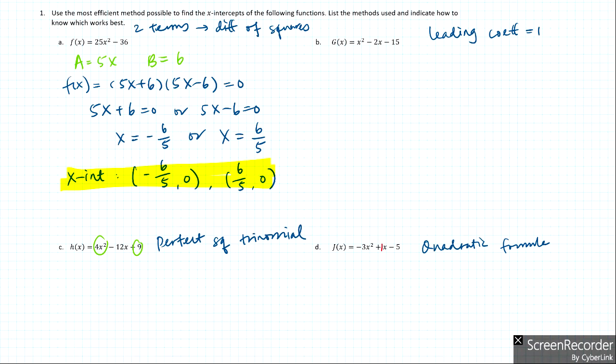It'll always happen. Now for part B, the leading coefficient is equal to 1. That means we want to find 2 numbers that would have a product equal to C, which is negative 15, and the sum equal to B, which is negative 2.